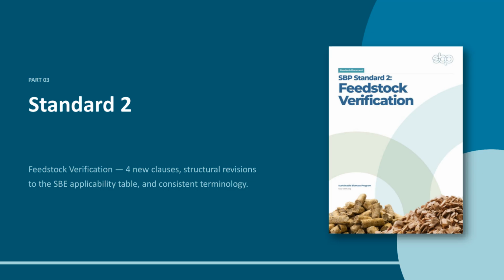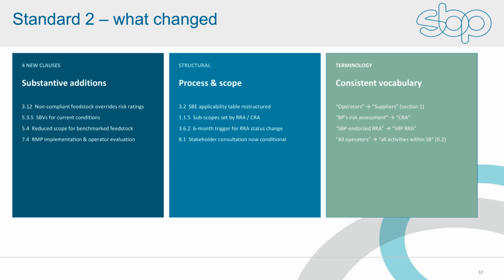We're now moving into part 3, Standard 2, Feedstock Verification. 4 new clauses, structural revisions to the SBE applicability table, and consistent terminology throughout. Here are the changes to Standard 2 grouped by type. 4 substantive new clauses. 3.12, non-compliant feedstock overrides risk ratings.